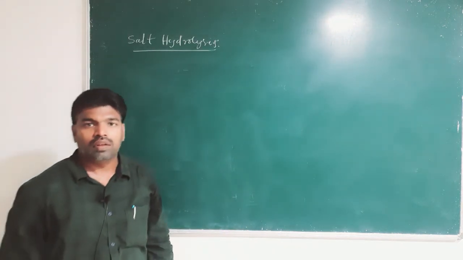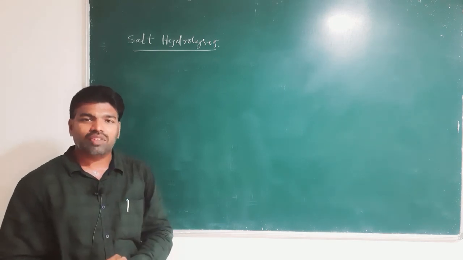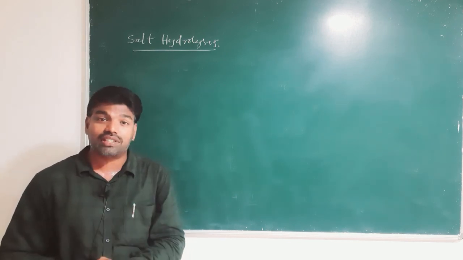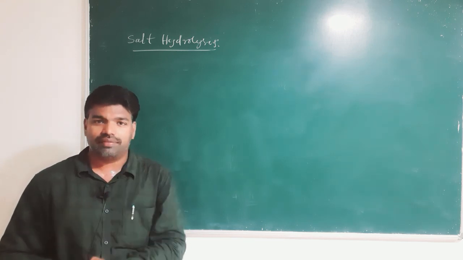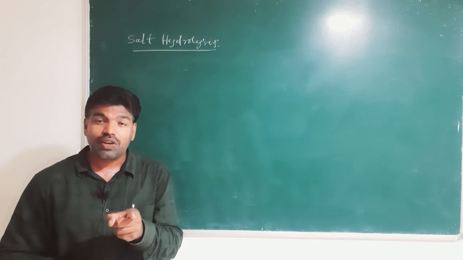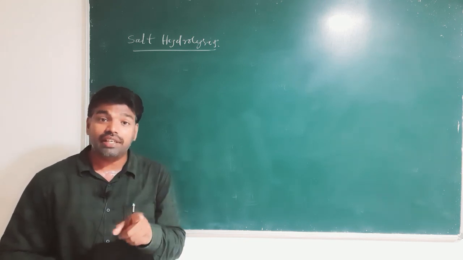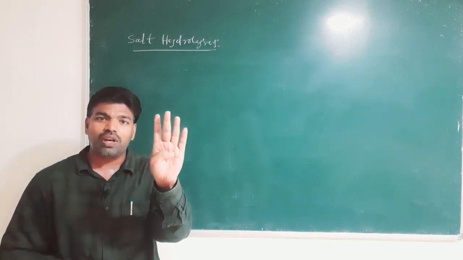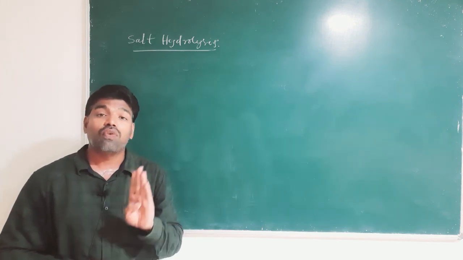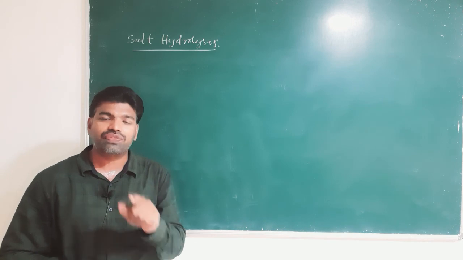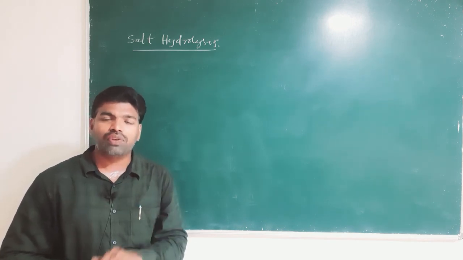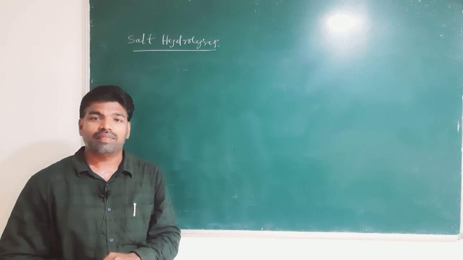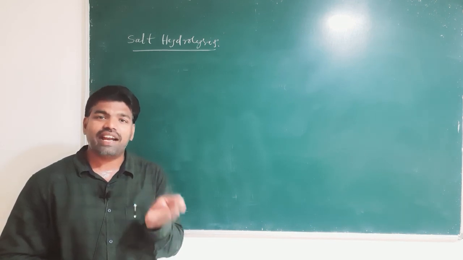I want to repeat this statement: the way in which water interacts with salt depends on the nature of the salt. We have 4 types of salts, so let us see the salt hydrolysis of the 4 types of salts. In this video, we are going to discuss the salt hydrolysis of salt of strong acid and strong base, and salt hydrolysis of weak acid and strong base.